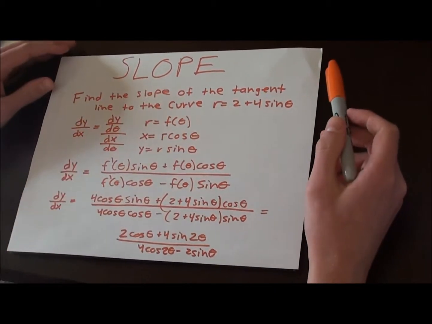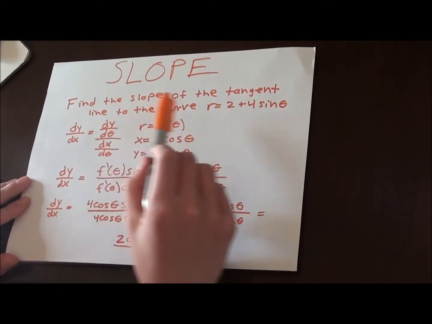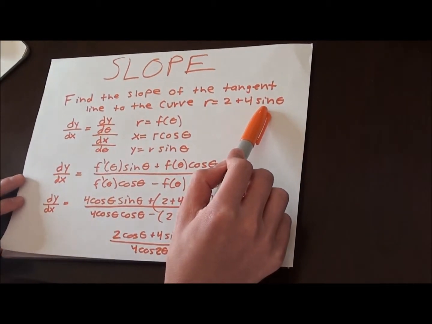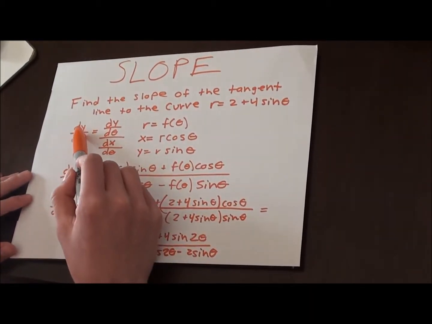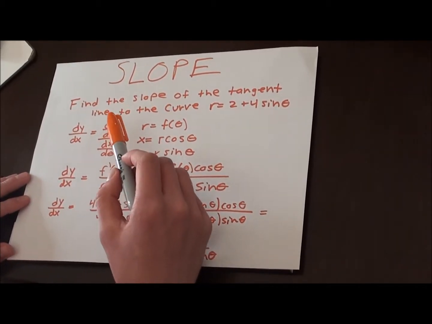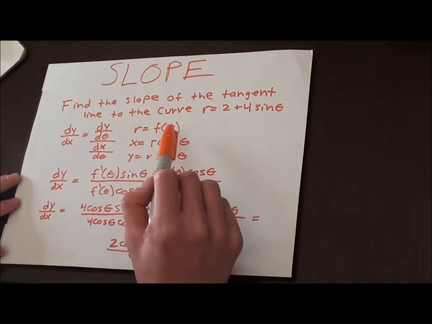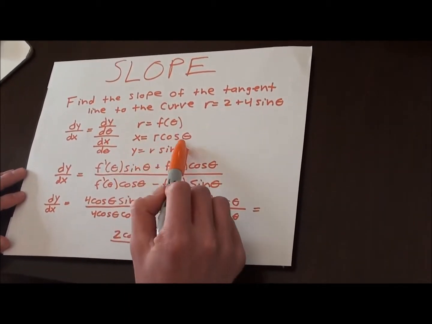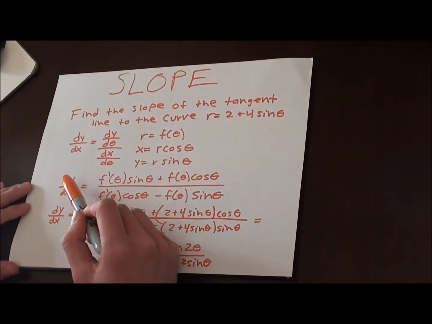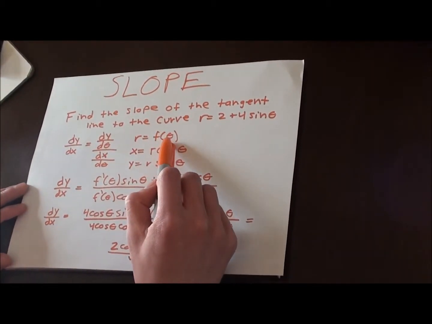Alright, so you can also find the slope of polar functions, and if we have the problem: find the slope of the tangent line to the curve r equals 2 plus 4 sine theta. These are just a few things that we know. We know that dy/dx equals (dy/d theta) over (dx/d theta). This is just defining this polar function parametrically. And we also know that r equals f of theta, and x equals r cosine theta, and y equals r sine theta. So, if we want to find dy/dx, we know that r equals f of theta.